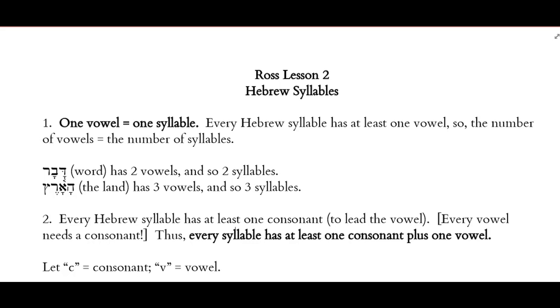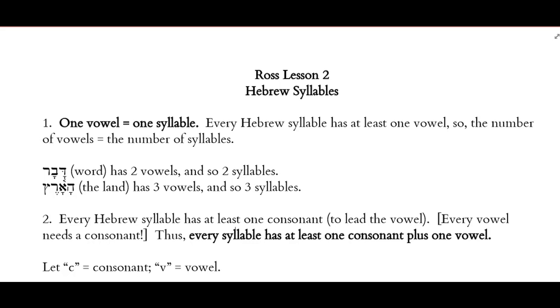This is a handout that I designed to summarize some aspects of the Ross material, also with a few helpful things, I hope, on my own. Hebrew words consist of syllables, just as in any language. Any language has syllables if it has words. And in Hebrew, if you want to know how many syllables a word has, you always count the number of vowels it has, because vowels are the nucleus of a syllable. You can't really have a syllable unless you have a vowel. So one vowel will make up one syllable.